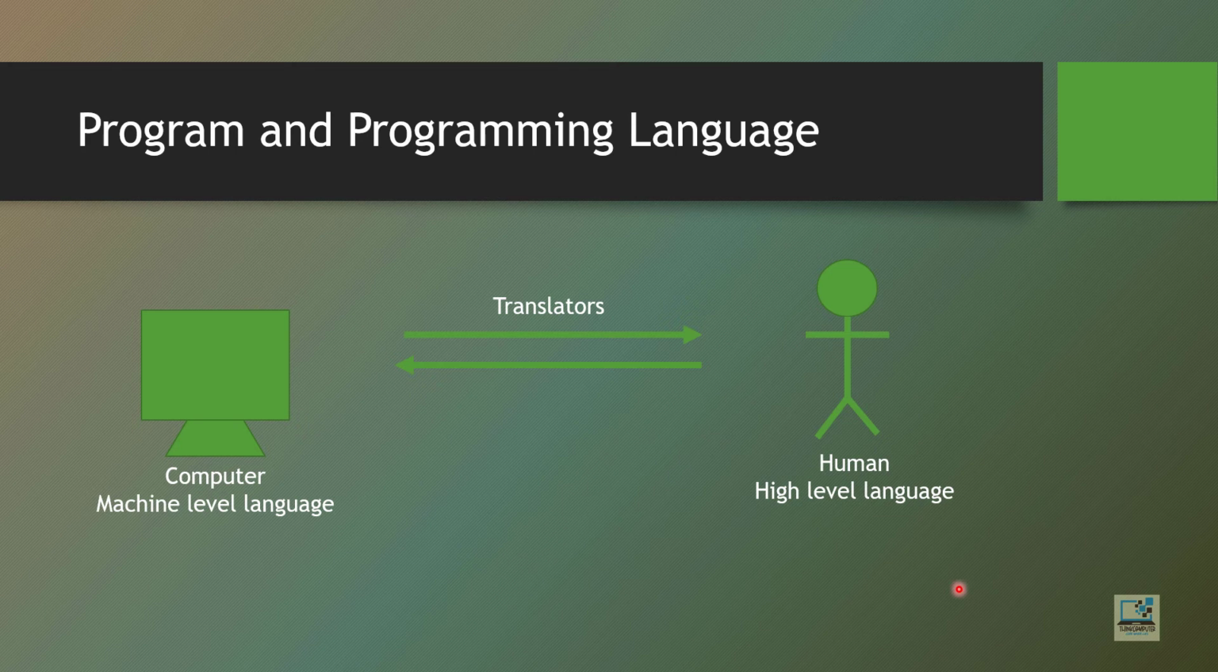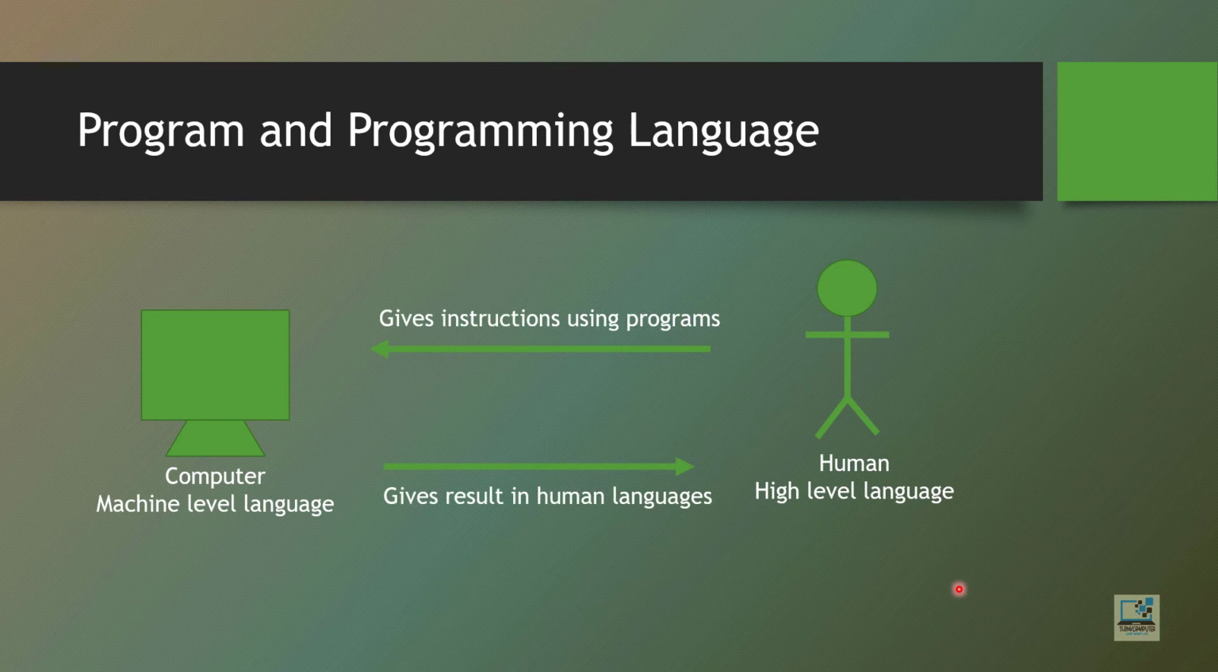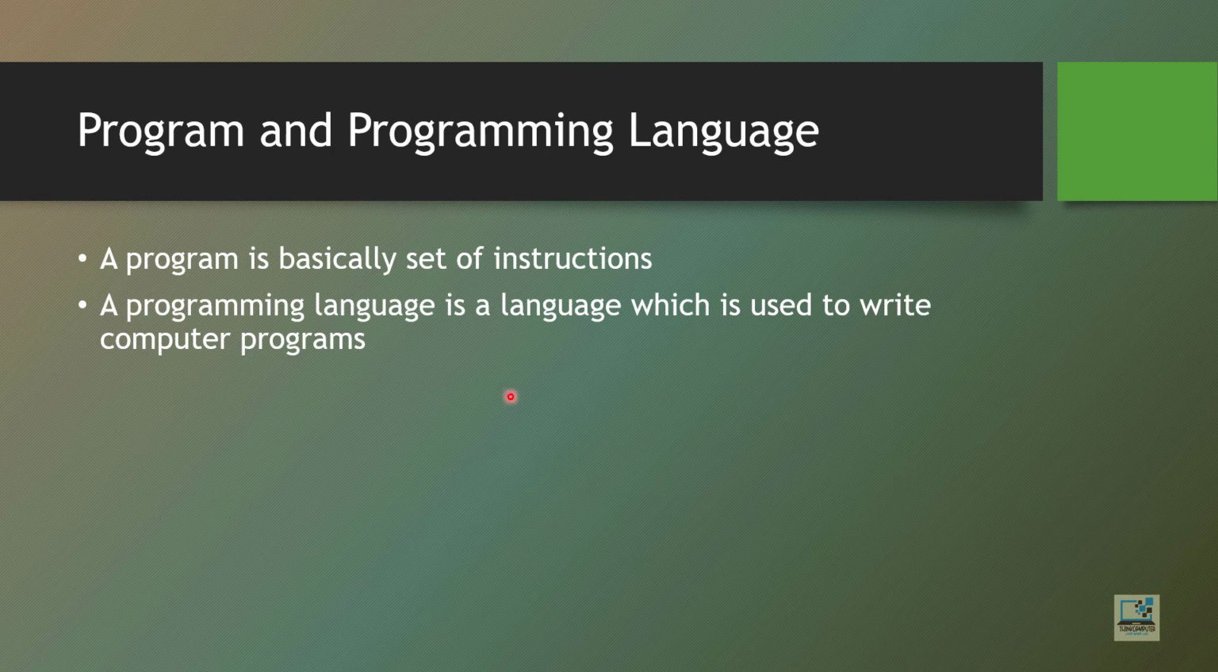But then how will we write the instructions? For that we need the program. So basically we humans use programs to give instructions to the computer, which are converted to machine language using the translator. Then the computer can give us the output back in our language, which is human language, again by using a translator. So a program is used to give instructions to the computer. We can say now that a program is basically a set of instructions, and a programming language is a language which is used to write computer programs.